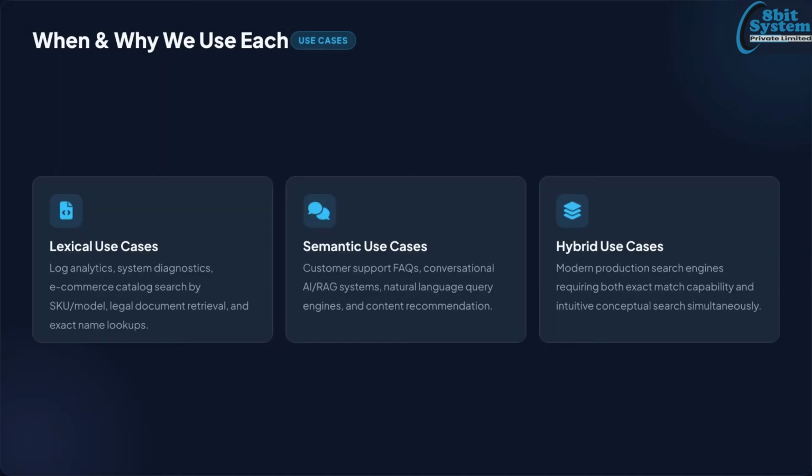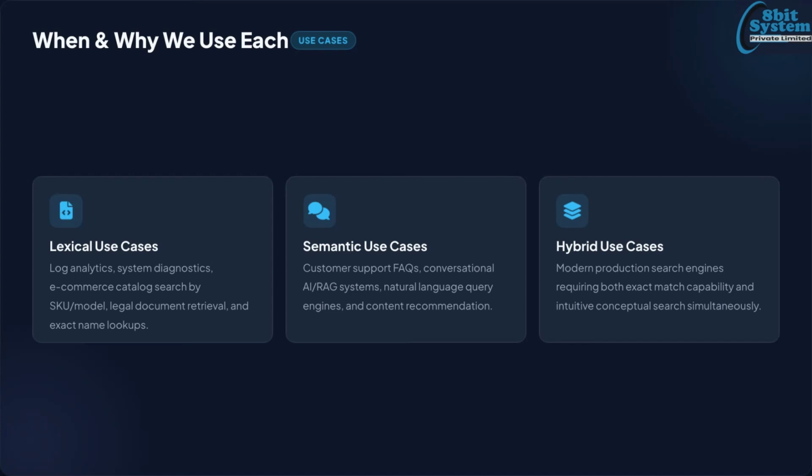Okay, let's see where each search method is commonly used. Like for lexical use cases, lexical search is commonly used for log analytics, system diagnostics, e-commerce catalog searches using SKU or model numbers, legal document retrieval, and for exact lookups. Like if we take an example, searching for SKU 56789 or an error code like 404 is a perfect use case for lexical search.